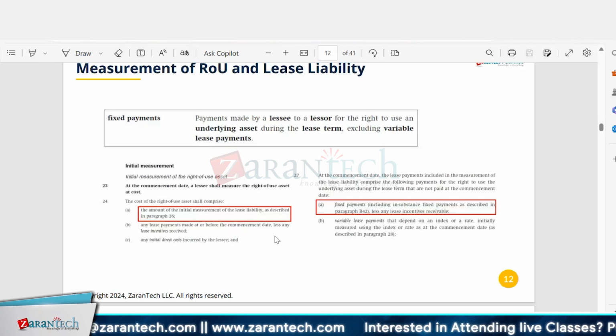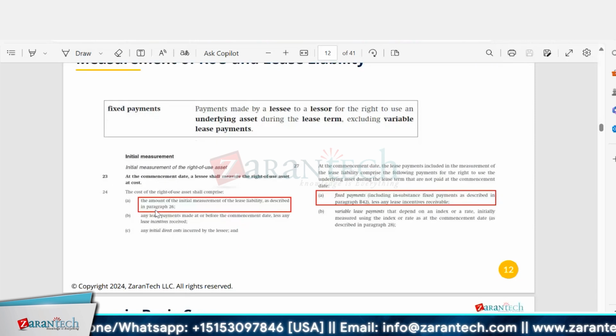So when you go through the IFRS 16 standard, you will be able to see all of these paragraphs and what exactly they pertain to. So if you're not getting what exactly these paragraphs are stating over here, you can go to the IFRS 16 document and you will be able to understand it.